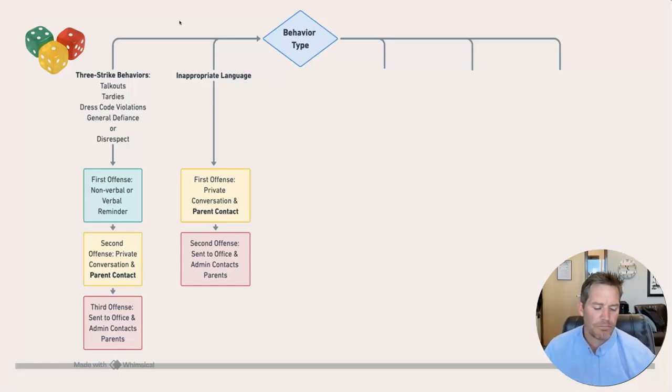Quick note on inappropriate language. There are instances where it should be an immediate office referral. And here I'm talking about hate speech.